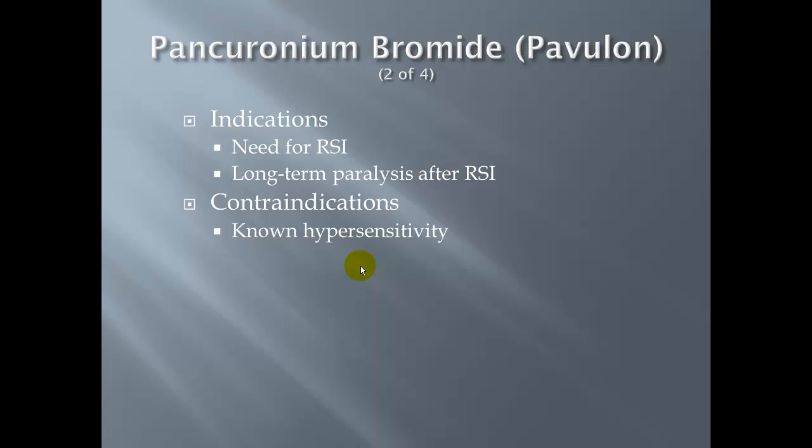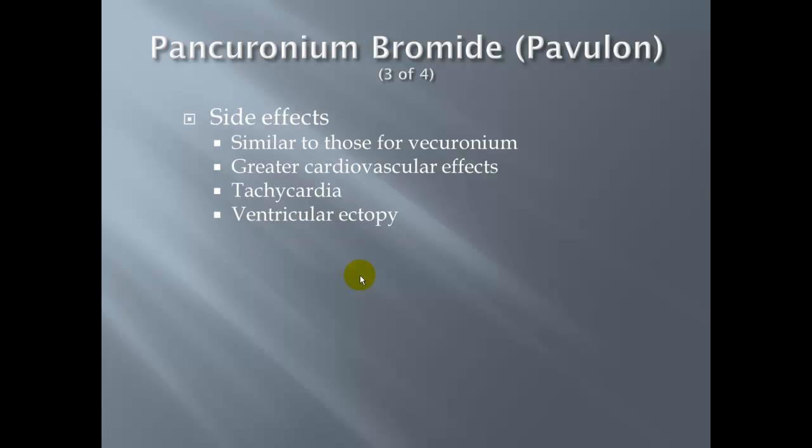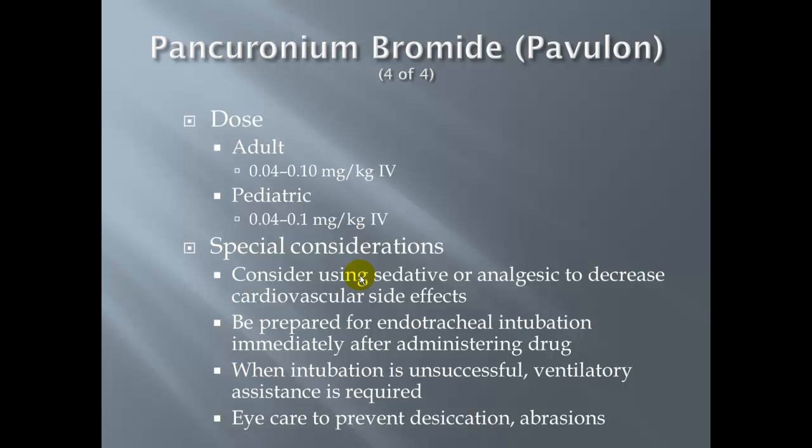Indications: need for rapid sequence intubation, long-term paralysis after RSI. Contraindications: if you have any hypersensitivity. Side effects similar to those of Vecuronium, greater cardiac effects though than Vecuronium, tachycardia, and we can generate some ventricular ectopy off of this drug. Dose on this, adult, 0.04 milligrams per kilo to 0.1 milligram per kilogram IV. Pediatric dose is the same as the adult.